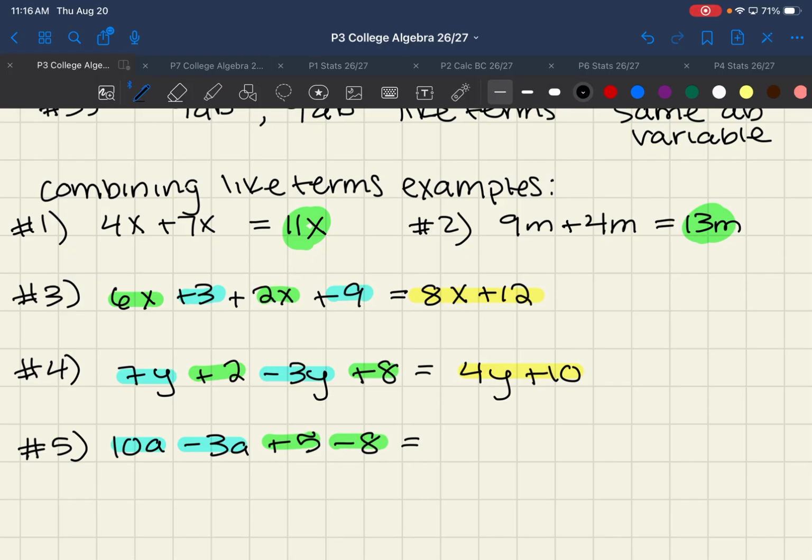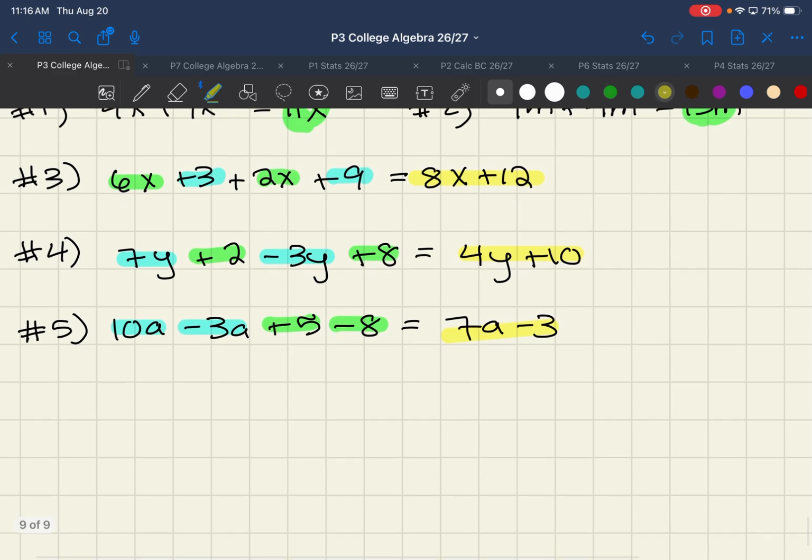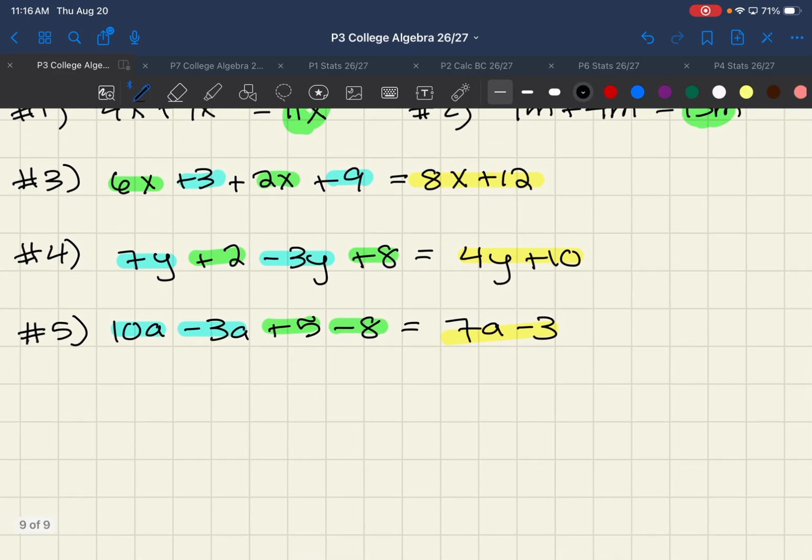This one was nice and easy for us because they already put our like terms next to each other. So we had 10a minus 3a, which is 7a. And then 5 minus 8, which is negative 3. Can I combine 7a and negative 3? No. Go ahead and try this next one. 12x minus 5 minus 3x minus 9.